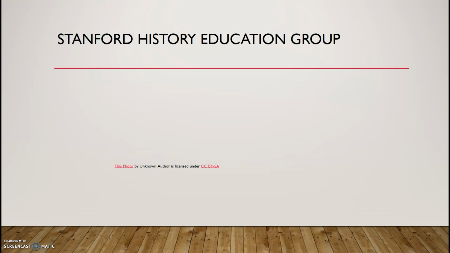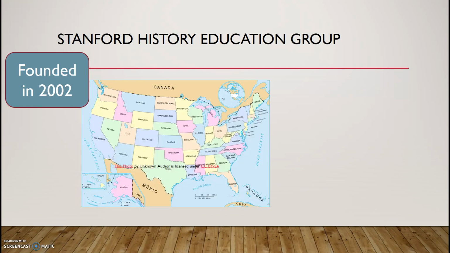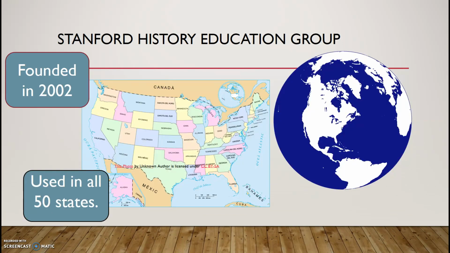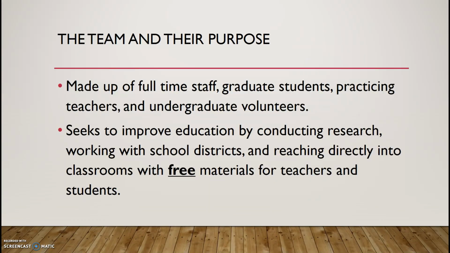The Stanford History Education Group was founded in 2002 and is currently being used in all 50 states and 127 different countries. It was started by Sam Wineburg and it's made up of full-time staff, graduate students, practicing teachers, and undergraduate volunteers. It seeks to improve education by conducting research, working with school districts, and reaching directly into classrooms with free materials for teachers and students.